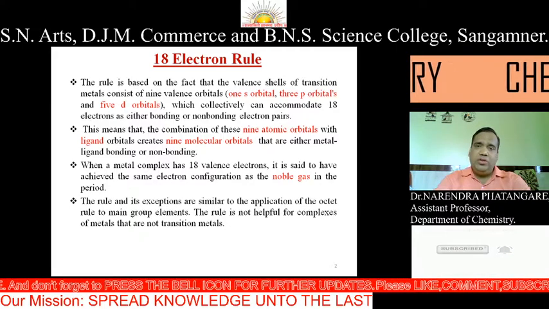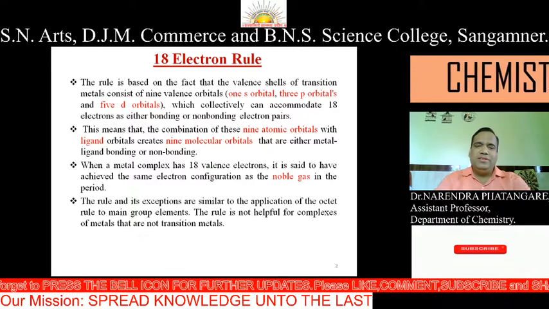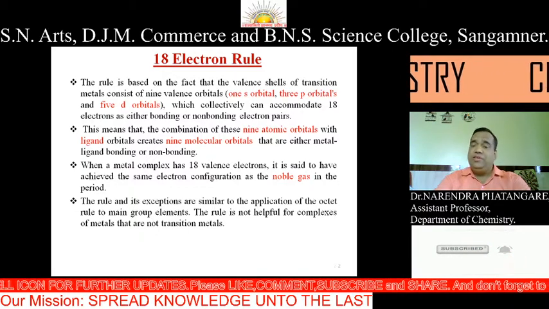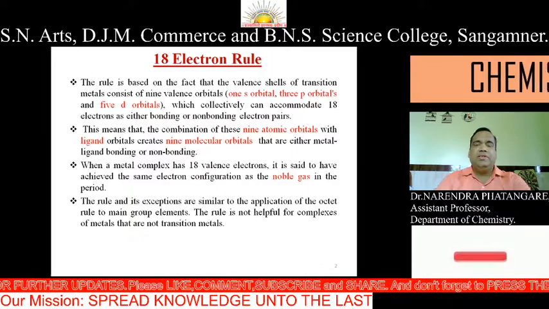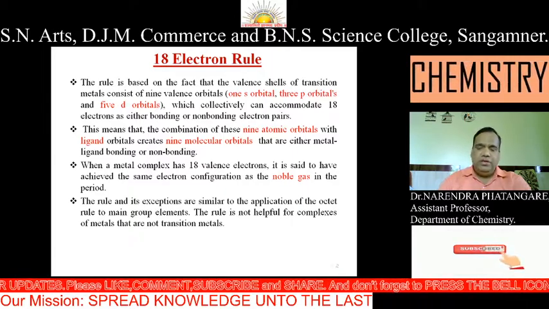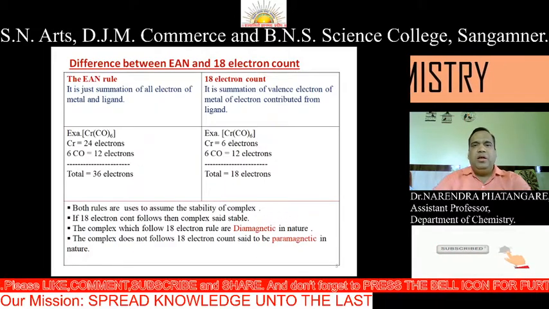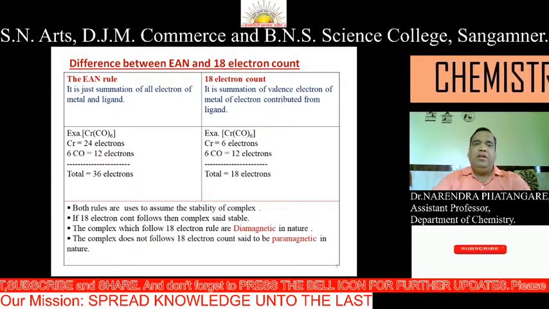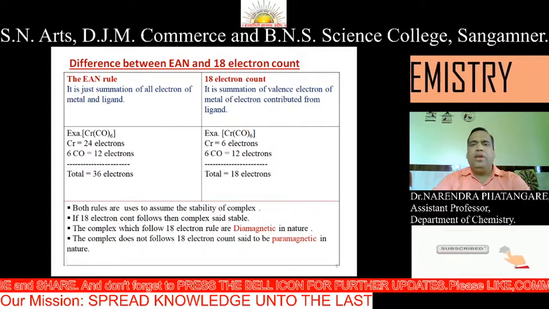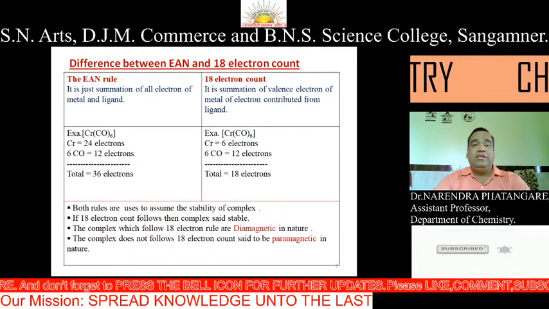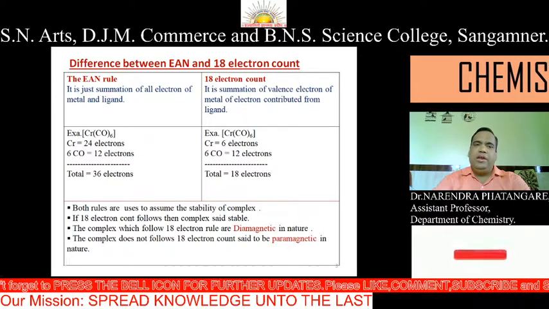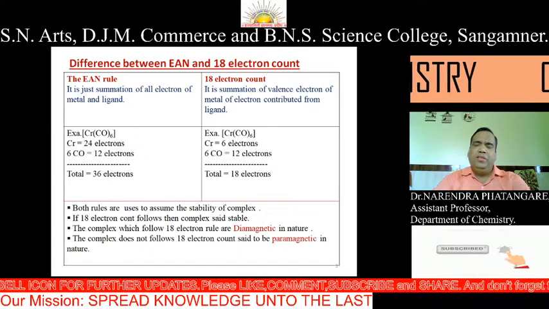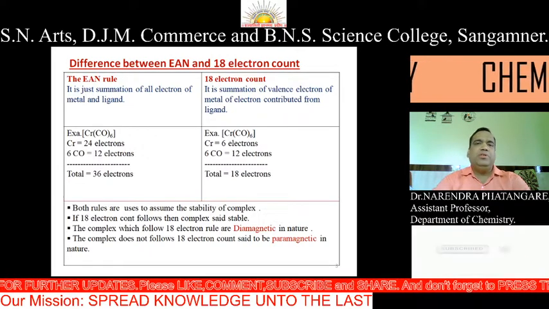The rule is not helpful for the complexes of metals that are not transition metals. But initially, the s and p block elements were also considered as organometallic compounds. We can easily determine the difference between the EAN and the 18 electron count. In EAN, it is just the summation of all electrons of the metal and the ligands, that is, the atomic number of the metal and the number of electrons donated by the ligands, whose summation directly gives the EAN number.